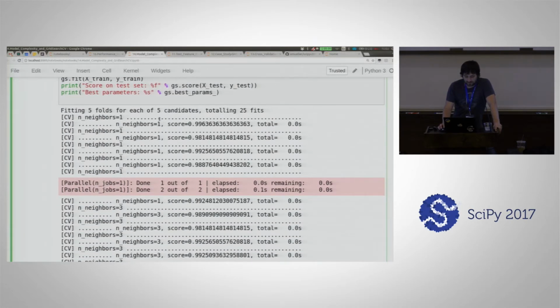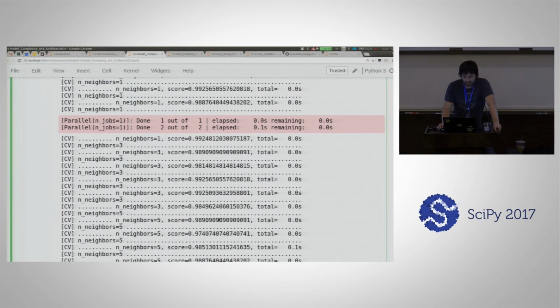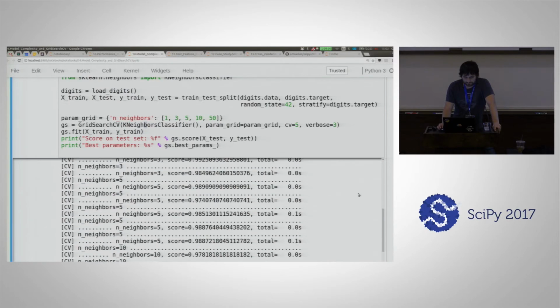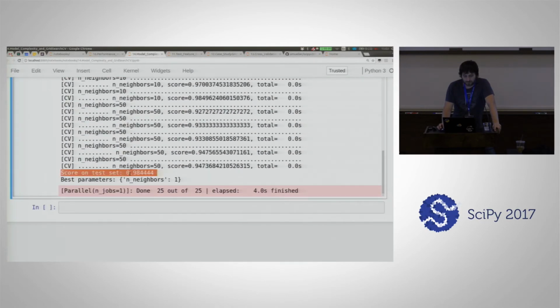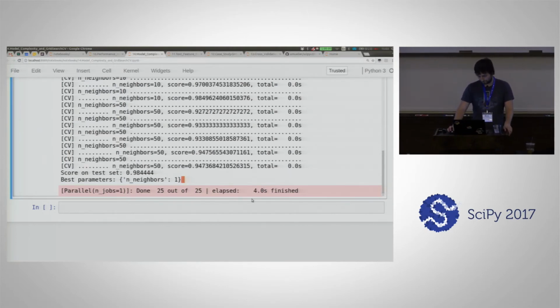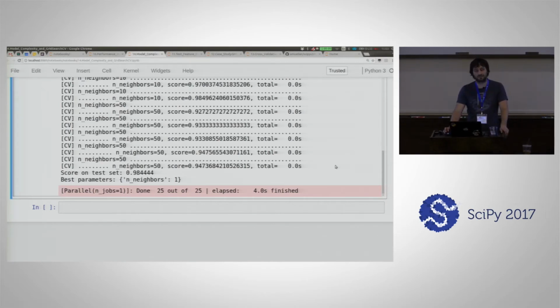So here you can see it does 5-fold cross-validation. For n_neighbors equal to 1, it runs 1, 2, 3, 4, 5 different fits. For 3, again 5, for 5, 5, and so on. And then the score on the test set that we get is 98.4% accuracy, and we achieve that with number of neighbors equal to 1. So actually just using one neighbor is the best on this data set. Questions about this? All right.